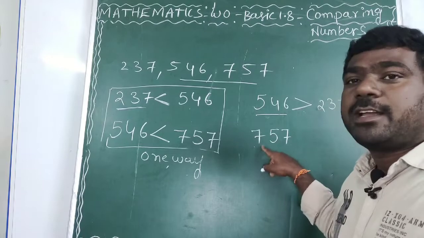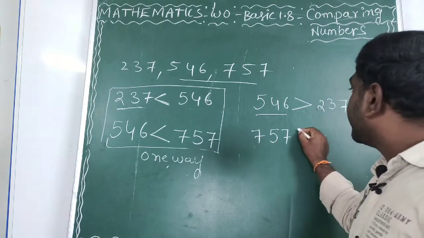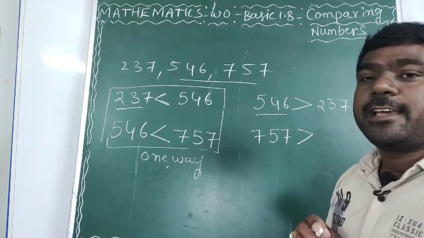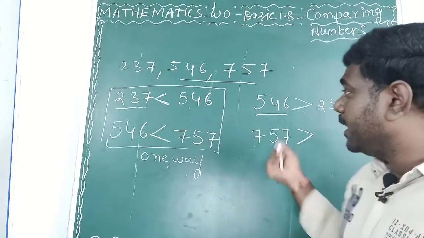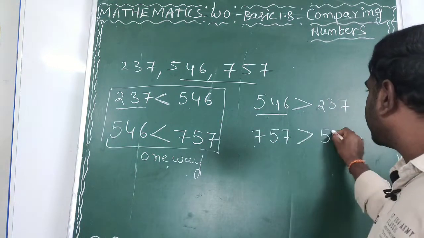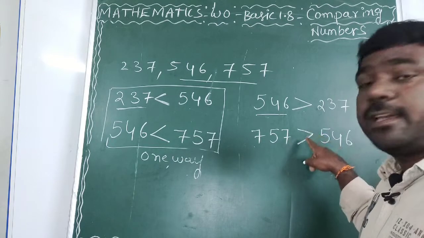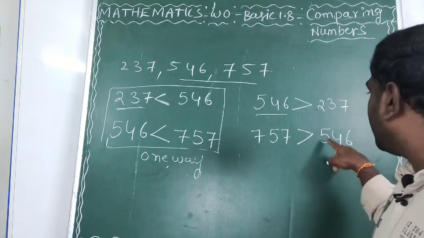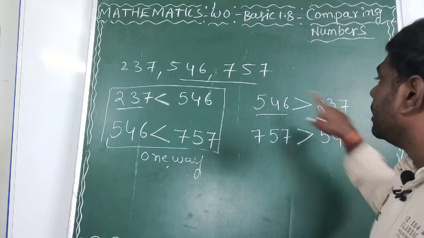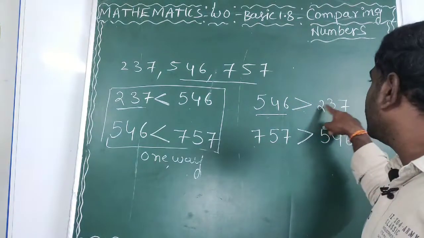757. 757 is, how it is? It is greater. So greater means how it is now? What is the number? 546. 757 is greater than 546. 546 is greater than 237.